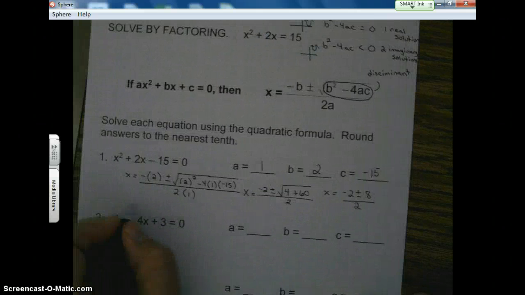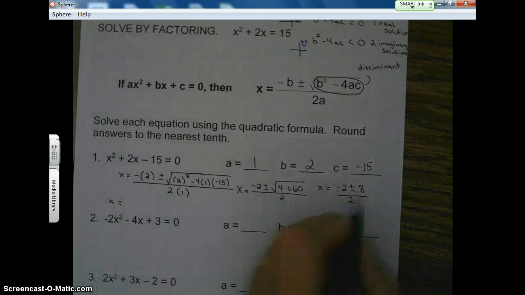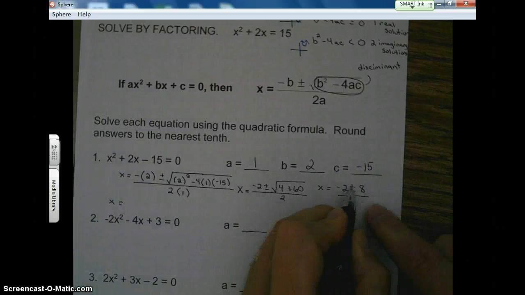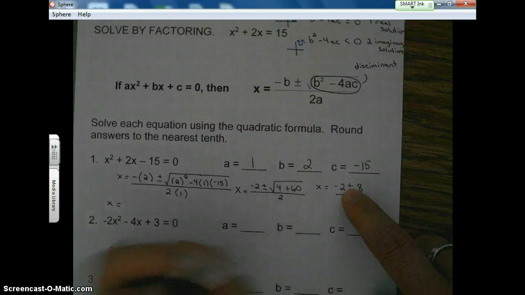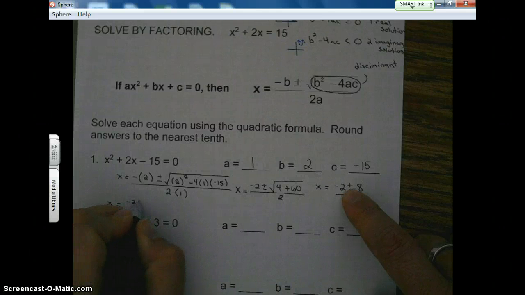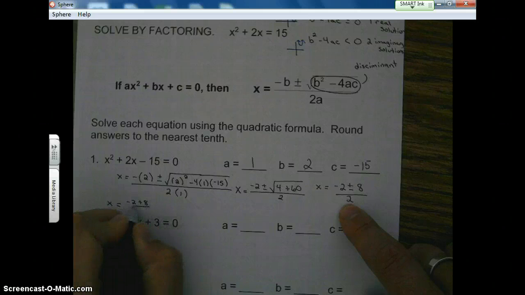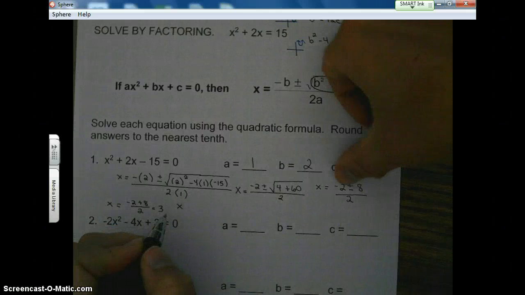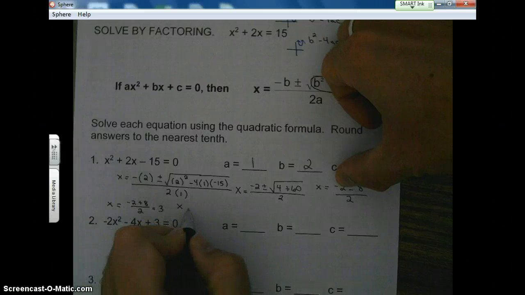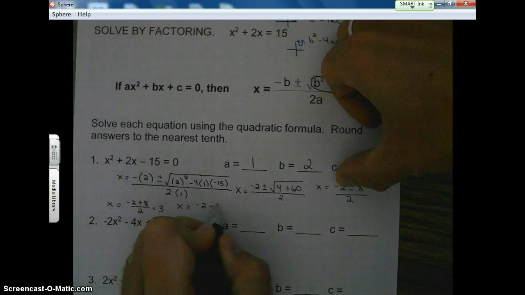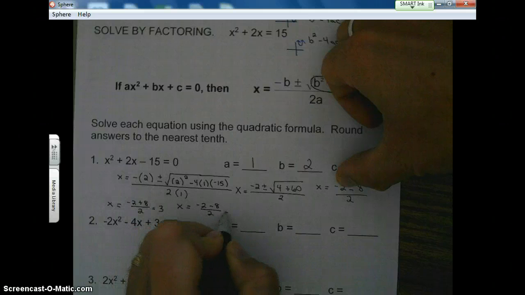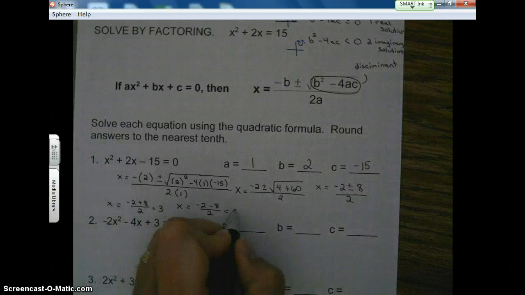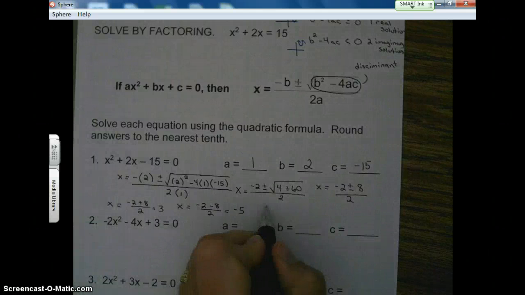To get our first solution, we're going to use the plus part, so ignore the minus. We're going to have negative 2 plus 8 divided by 2, which is 3. And then for the second solution, we're going to use the minus part. So we're going to have negative 2 minus 8 divided by 2, which is going to be negative 5. So my two solutions are 3 and negative 5.